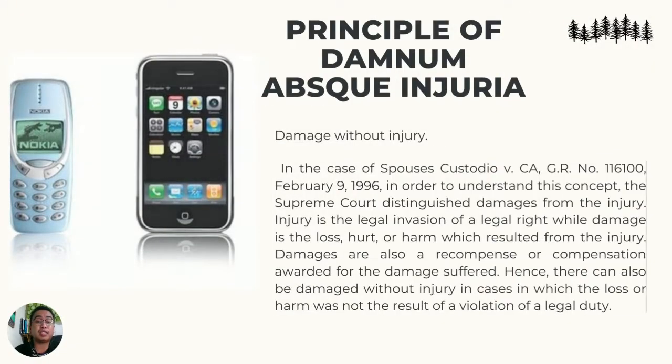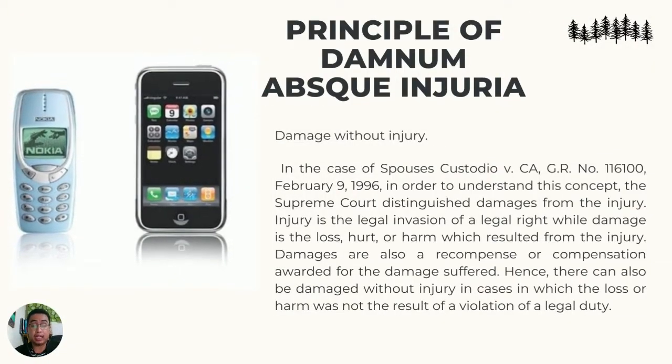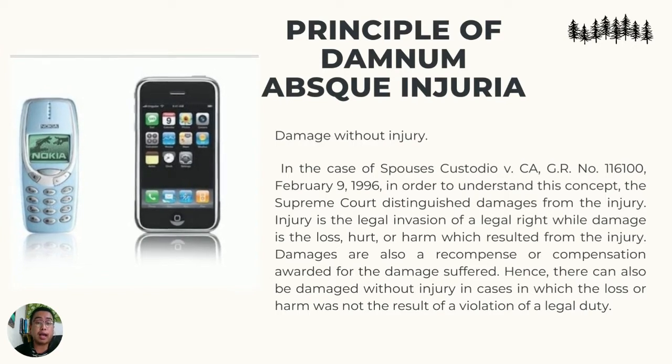And now let's proceed to discuss the principle of damnum absque injuria, which is also known as damage without injury. In the case of Spouses Custodio versus Court of Appeals, the Supreme Court distinguished damages from injury in order to fully understand this concept. Injury is the legal invasion of a legal right, while damage is the loss, hurt, or harm which resulted from the injury. Damages are also a recompense or compensation awarded for the damage suffered.